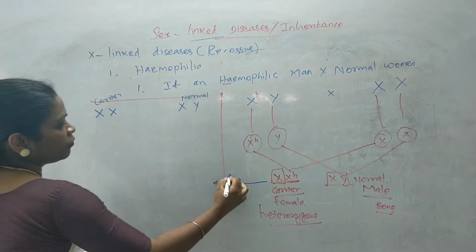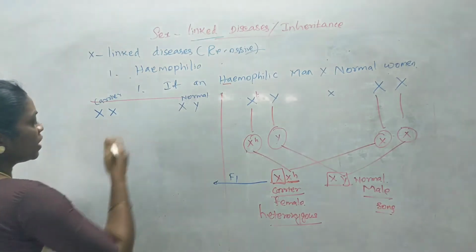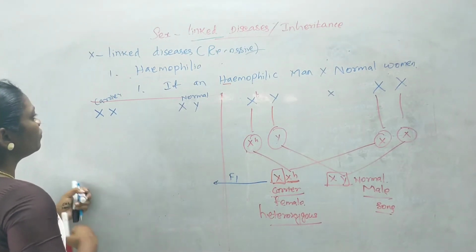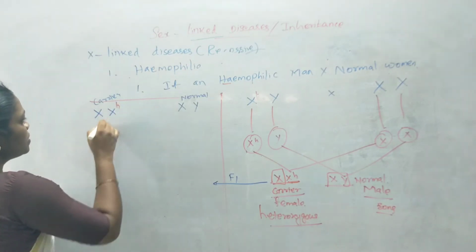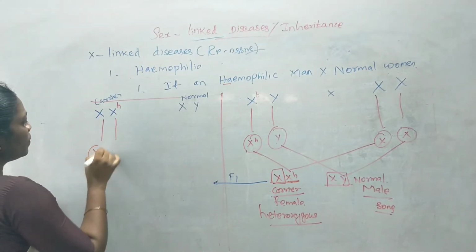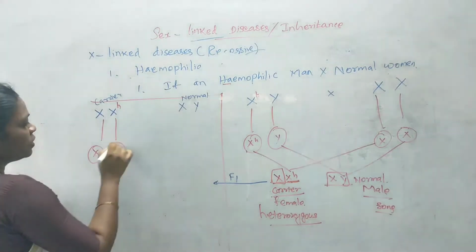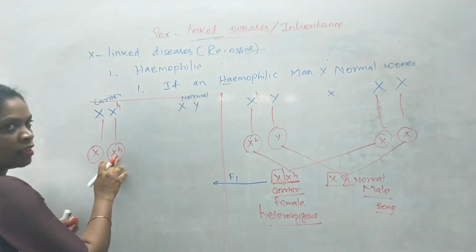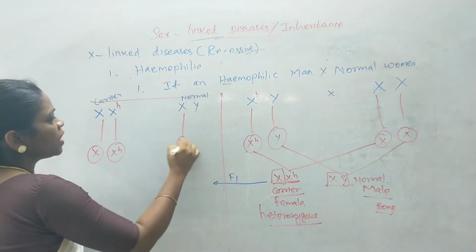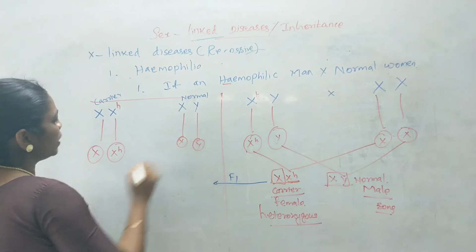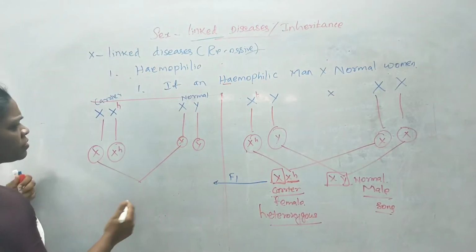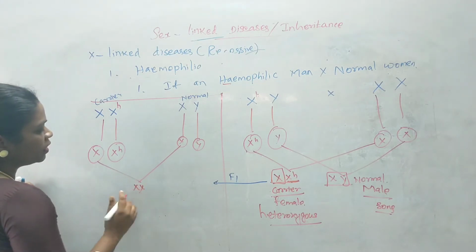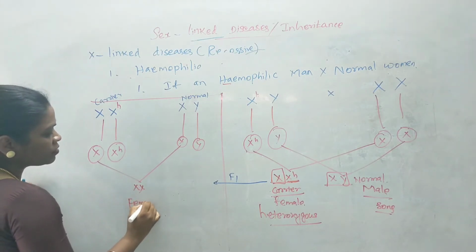That is, we are obtaining the F1 generation individual from here, so we are making a cross. If she is a carrier again, we will just mention it with a small h. She will produce two types of gametes: one will be normal and the other will be the diseased one, which carries the hemophilic gene. Here it will produce a normal X chromosome and a normal Y chromosome.